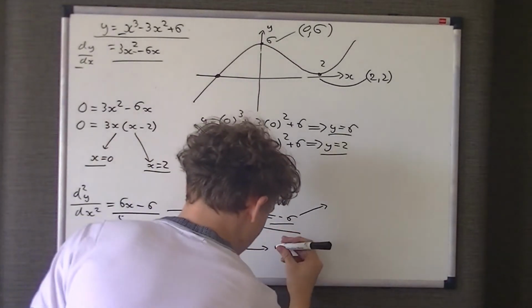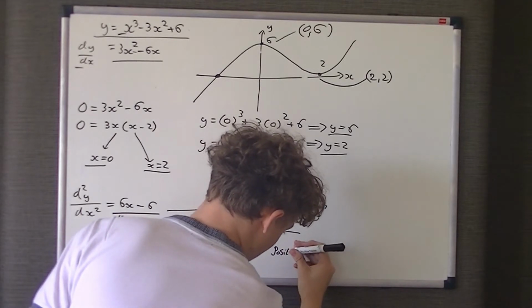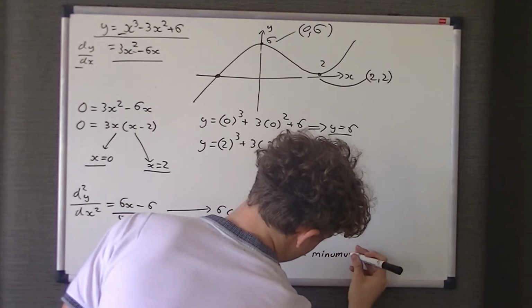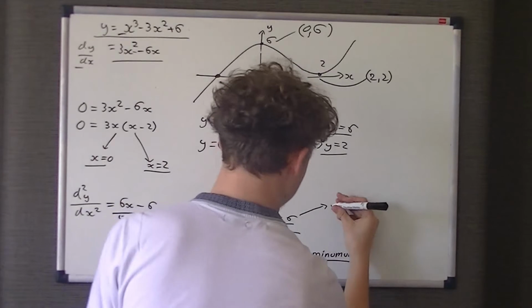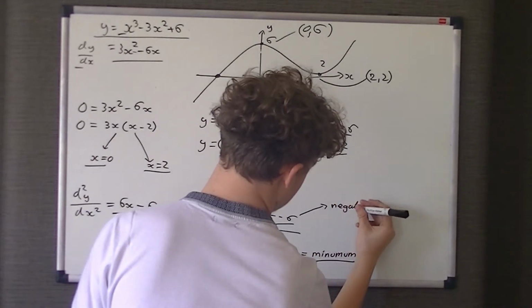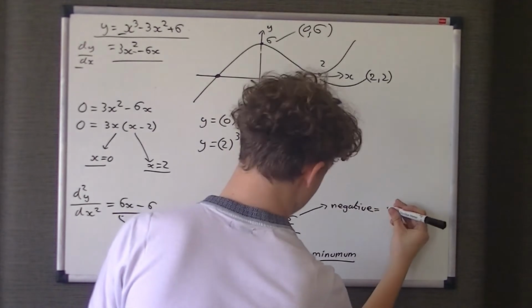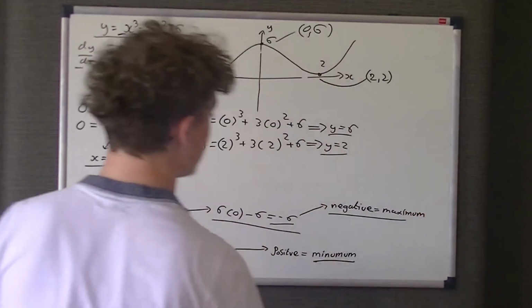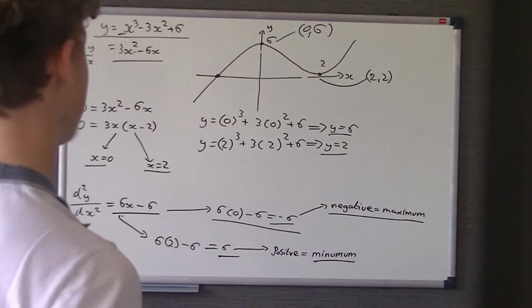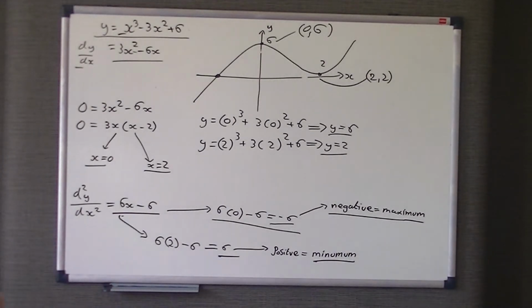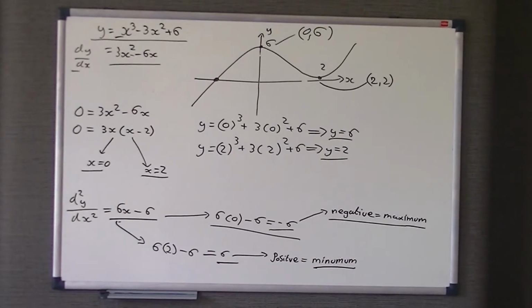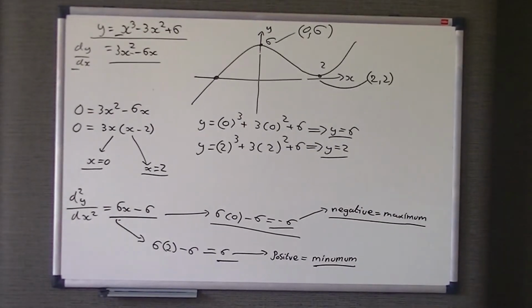So positive equals minimum, and negative equals maximum, as the gradient is going to be decreasing. And maximum. Hopefully you've understood why we've got each of those values from there. Just to make sure you can actually see that, and it's not just a load of gobbledygook for you. Okay, so hopefully you're starting to get that.